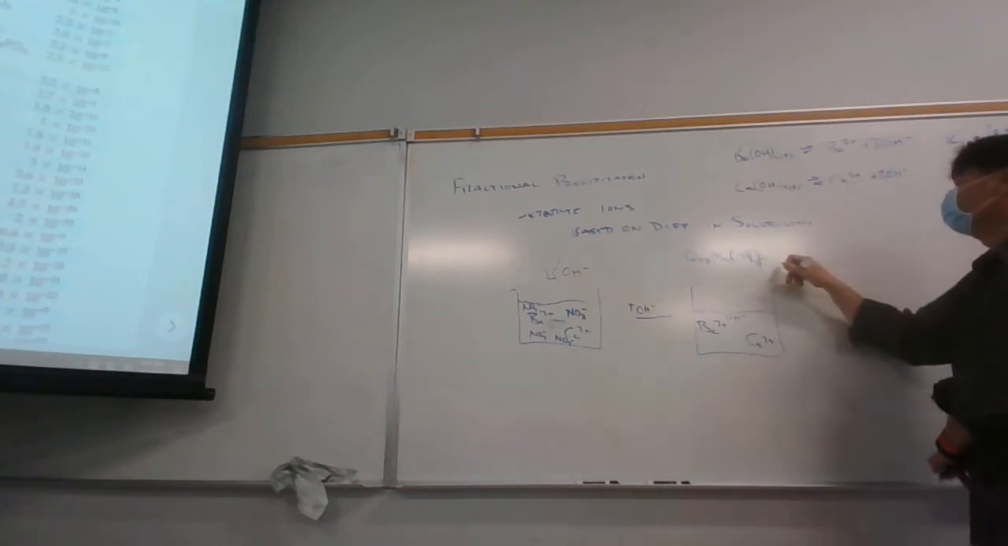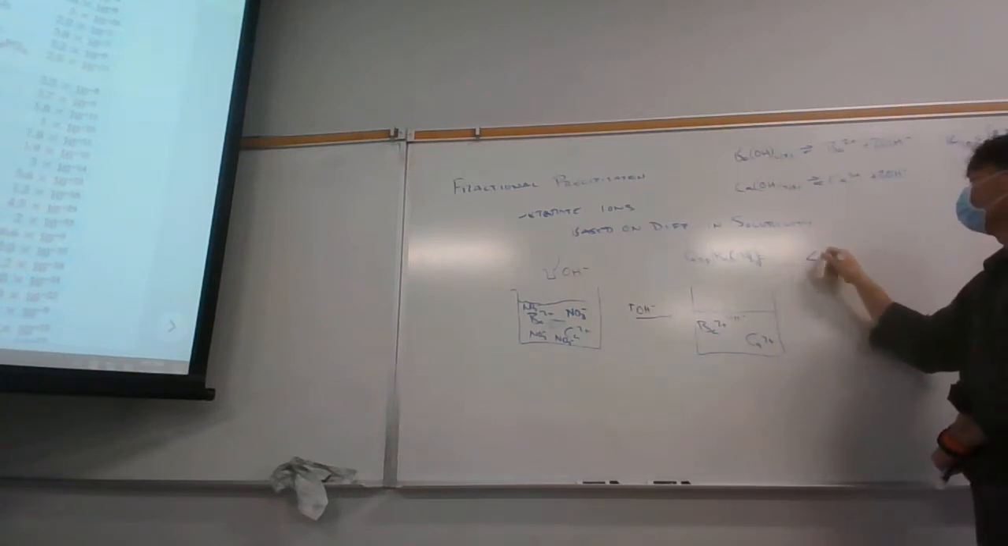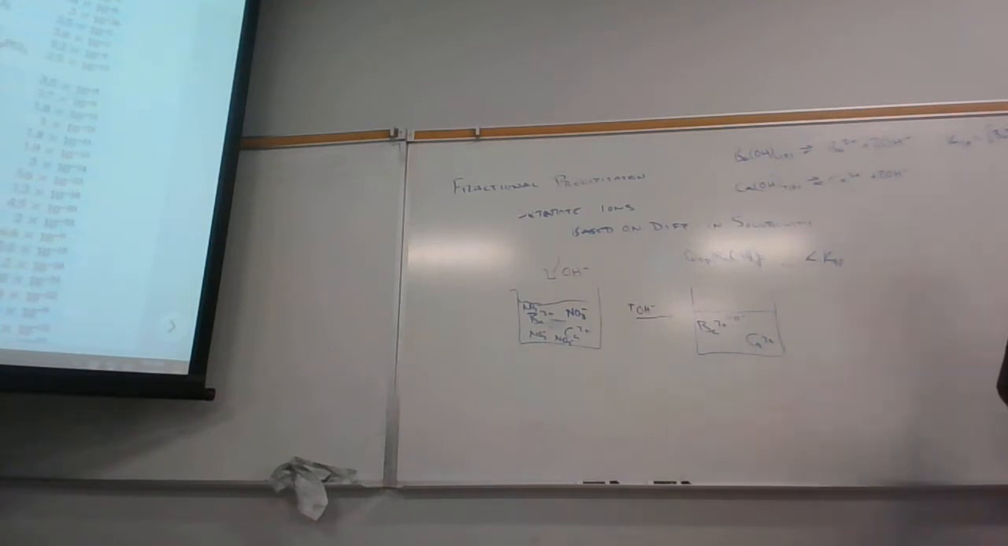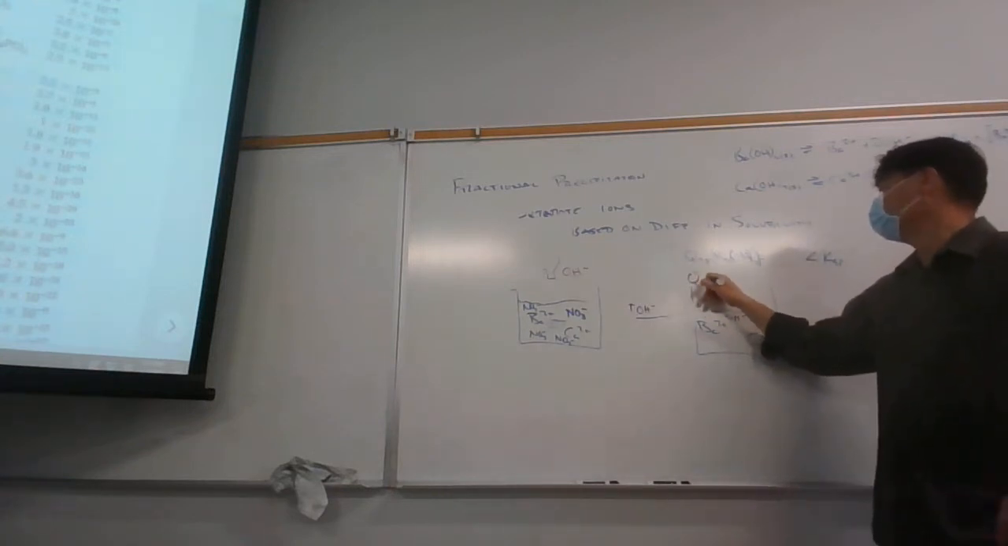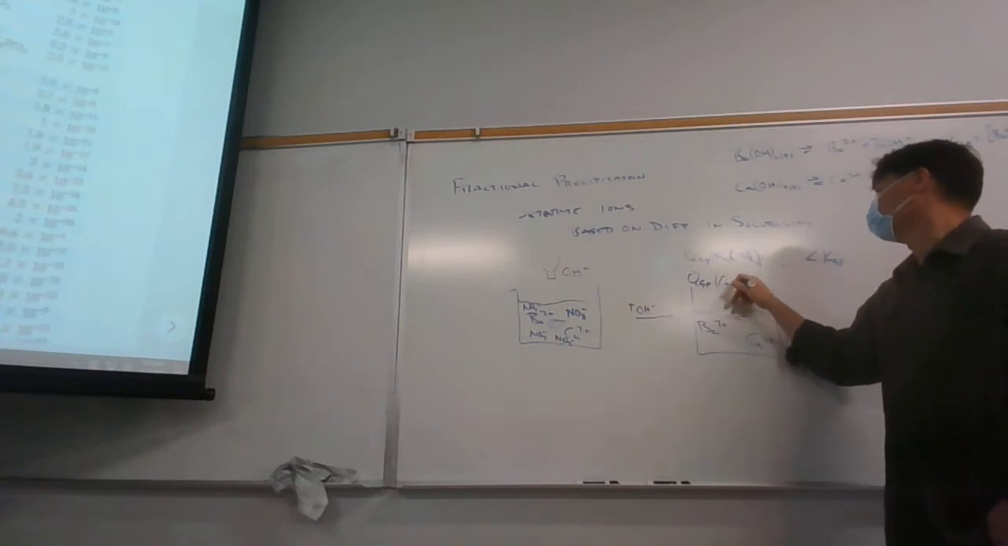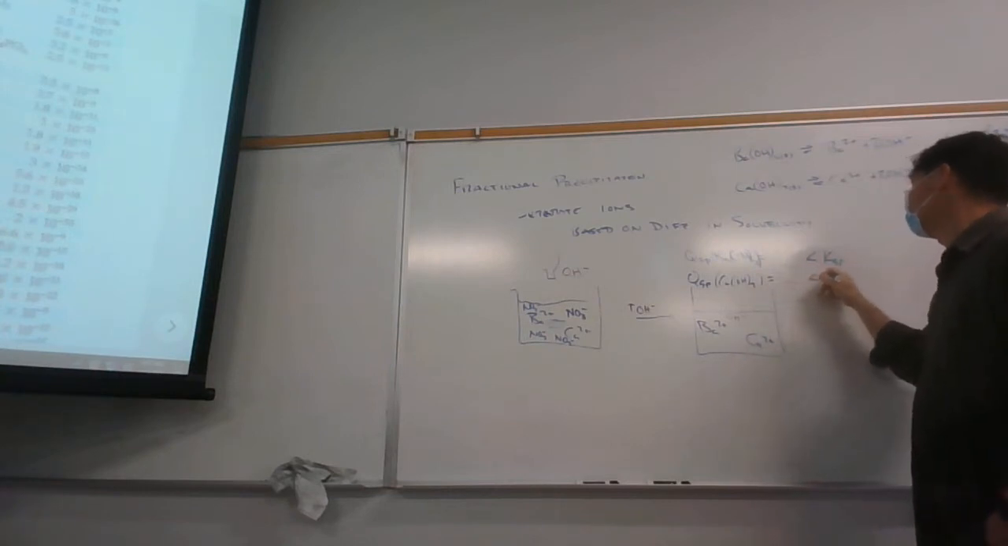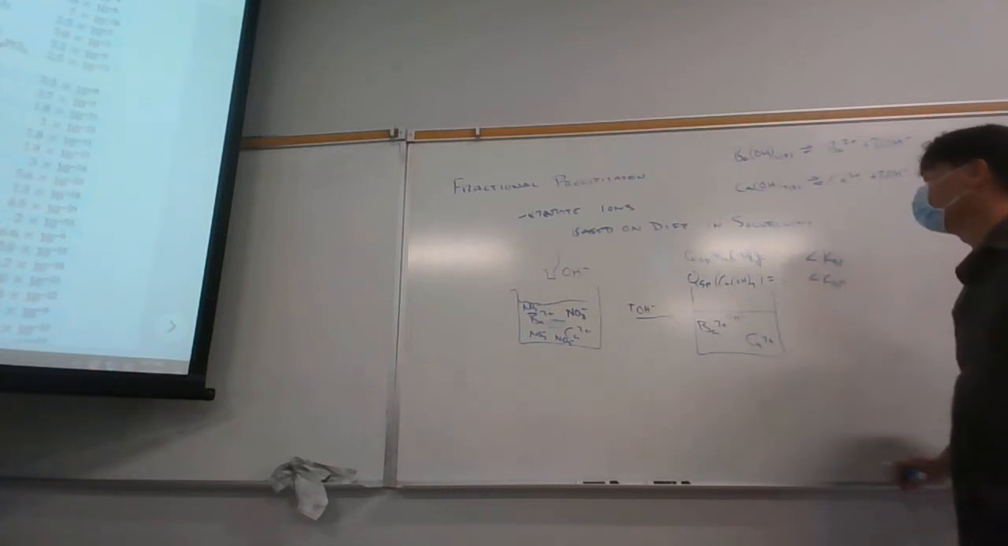So let's say QSP is at some number and it comes out less than KSP. If QSP is less than KSP, will it precipitate? No, it's not going to precipitate. And then we do the same thing. QSP for calcium hydroxide is going to equal some number, and it's going to be less than KSP here. So we have no precipitation.